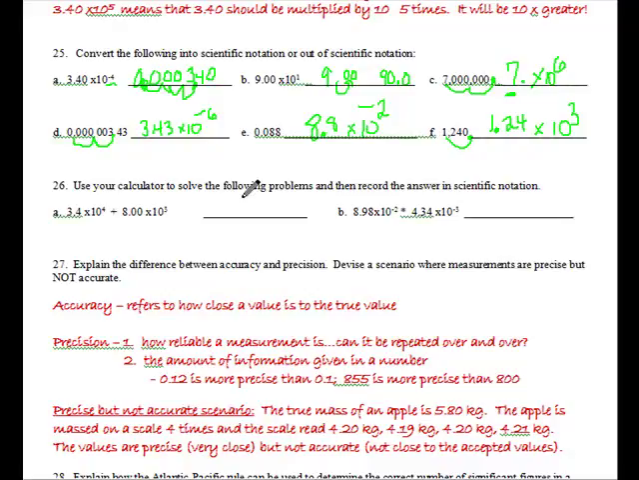Use your calculator to solve the following problems. When you put this stuff in correctly and you don't hit times 10, you hit the EE button instead, you should end up with 4.2 times 10 to the 4th.